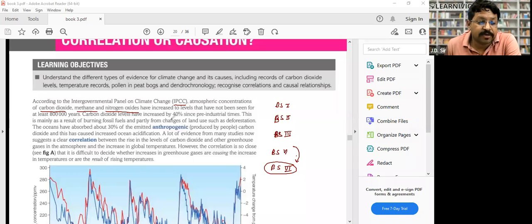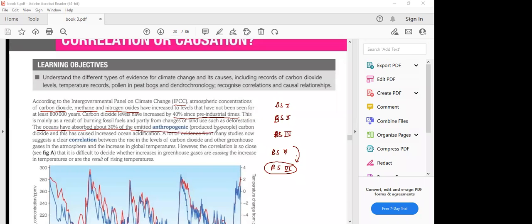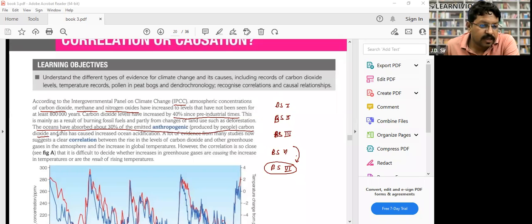The carbon dioxide level has increased by 40% since pre-industrial times. This is mainly the result of the burning of fossil fuel and partially of change in land use and deforestation. The oceans absorb 30% of the emitted anthropogenic carbon dioxide. Do you know anthropogenic carbon dioxide? Produced by humans, right? This causes an increase in ocean acidification, decreasing the pH value of the ocean, right?